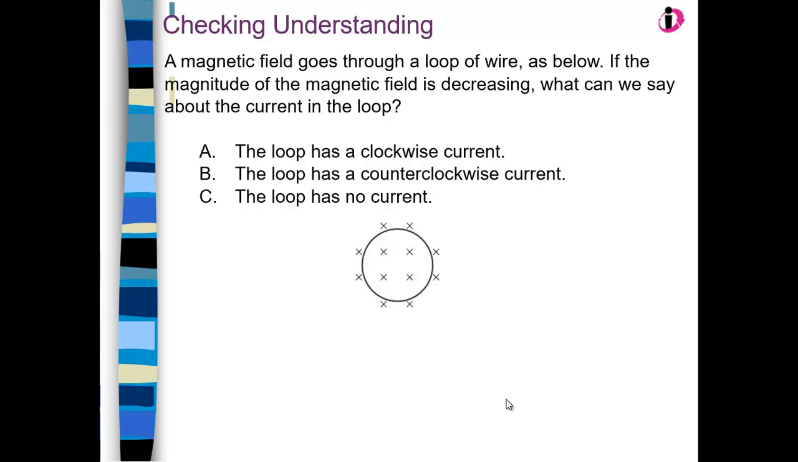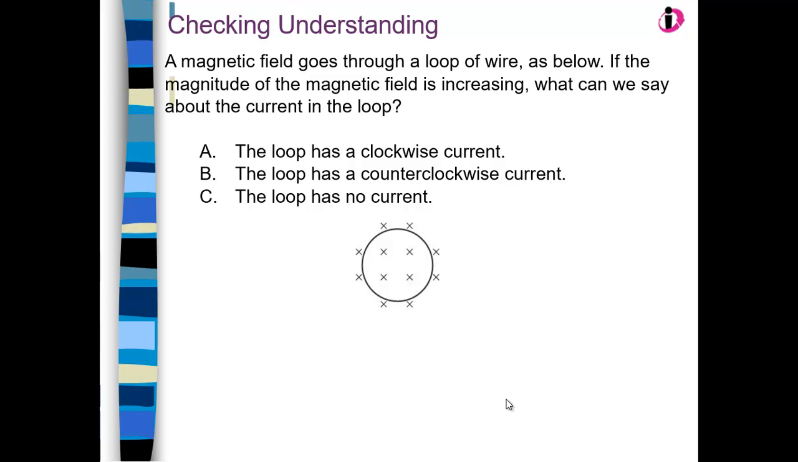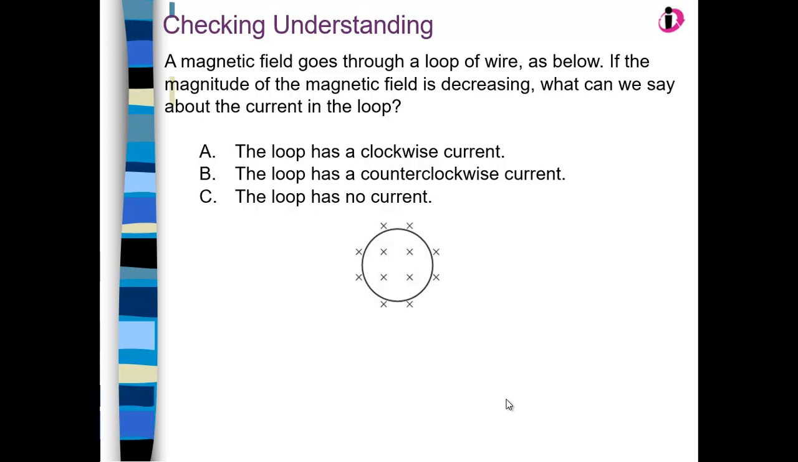Now, if the magnitude of the magnetic field is decreasing, then our opposing magnetic field is also going to go into the page. And if it goes into the page, then we will have a clockwise current. So in this instance, the loop has a clockwise current, so you need to answer A. Take some time, work through those. The first answer for this previous problem was B, because the magnetic field is increasing. And the second problem is A, because the magnetic field is decreasing.